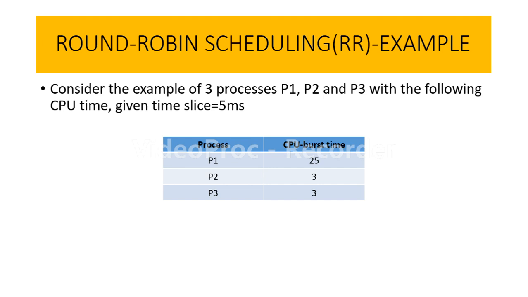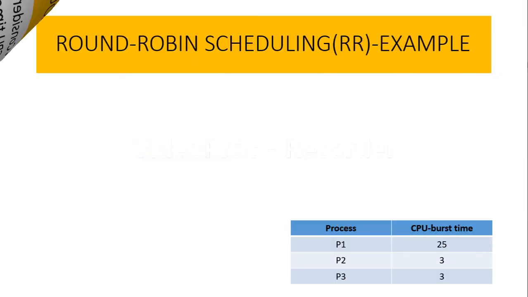I'll show you the Gantt chart using the round robin scheduling algorithm. Here I have kept the table so that we can refer to it and check the burst time of each process while drawing the Gantt chart. Starting with process P1, as we have only 5 milliseconds allocated to each process, P1 is going to execute for 5 milliseconds.